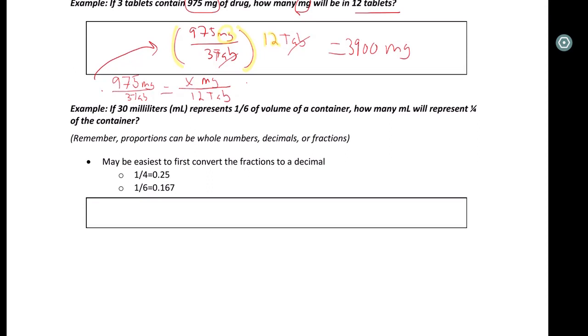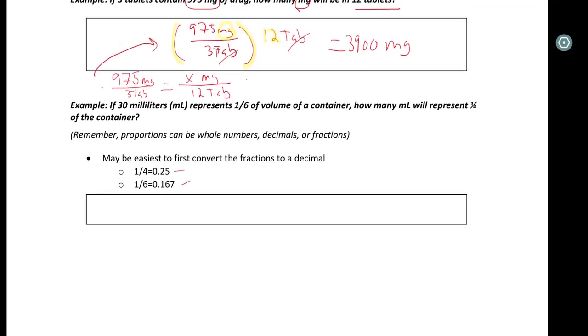All right, let's try one more. This one says if 30 milliliters represents 1/6 of a volume of a container, how many mLs would represent 1/4 of the container? Now, different ways to do this. I find that the easiest one would be to convert. So you're going to convert that 1/4 and 1/6 into decimals. So you can do that, and now we have a ratio that we can easily put.